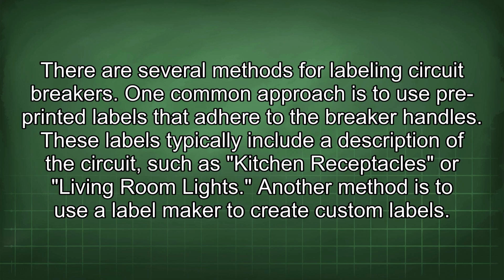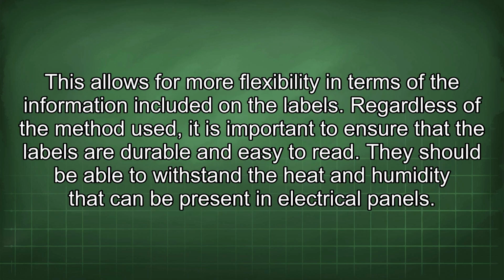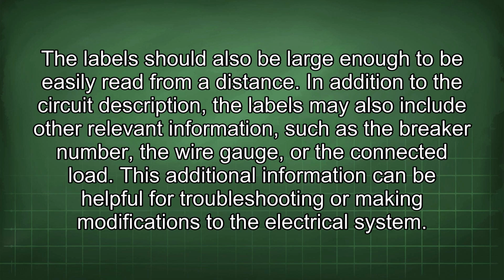Another method is to use a label maker to create custom labels. This allows for more flexibility in terms of the information included in the labels. Regardless of the method used, it is important to ensure that the labels are durable and easy to read. They should be able to withstand the heat and humidity that can be present in electrical panels. The label should also be large enough to be easily read from a distance. In addition to the circuit description, the labels may also include other relevant information such as the breaker number, the wire gauge, or the connected load. This additional information can be helpful for troubleshooting or making modifications to the electrical system.